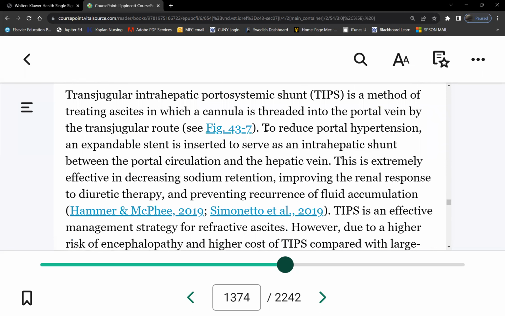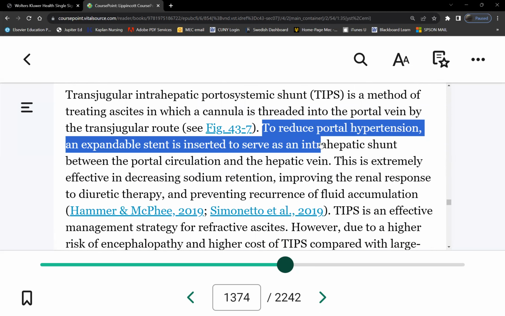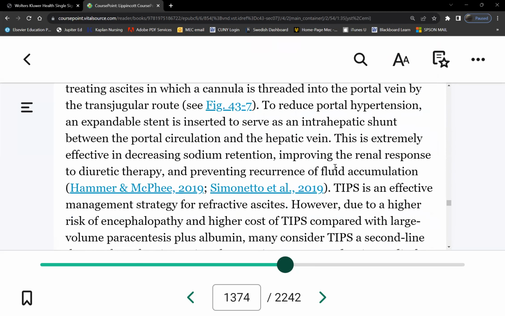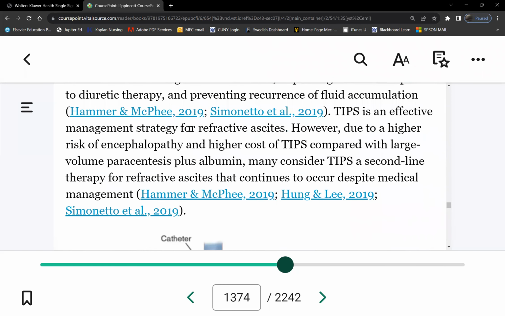So the purpose is to reduce portal hypertension. Another is the patient already has repeated paracentesis, meaning they're coming in ridiculously frequently. I mean, twice a week, 3 days a week. It's not safe. Okay, we can't keep doing this. So is it done early or late? This is a late procedure. Okay, call it a last resort. All right, I'll explain why.